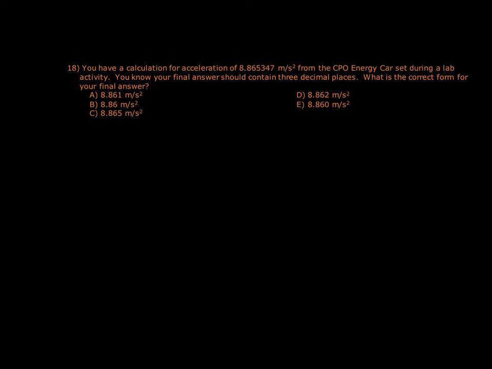Okay, so here we go. Your final answer should contain 3 decimal places. So here's the answer you get in the calculator, and you know it needs 3 decimal places. So you have to round off at the third decimal place, which would be 8.865. And since that next number was 3, you would simply round it as 8.865.